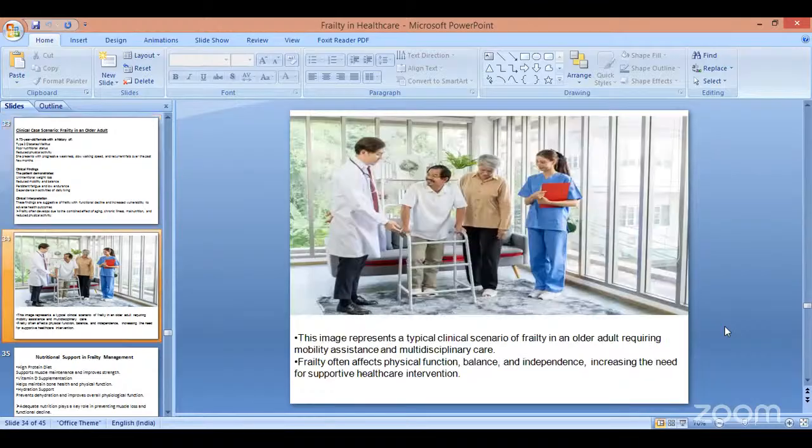So again, there is a beautiful picture. It shows a typical clinical scenario of frailty in an older adult requiring mobility assistance and a multidisciplinary team. Frailty often affects physical function, balance, and independence, increasing the need for supportive healthcare intervention.